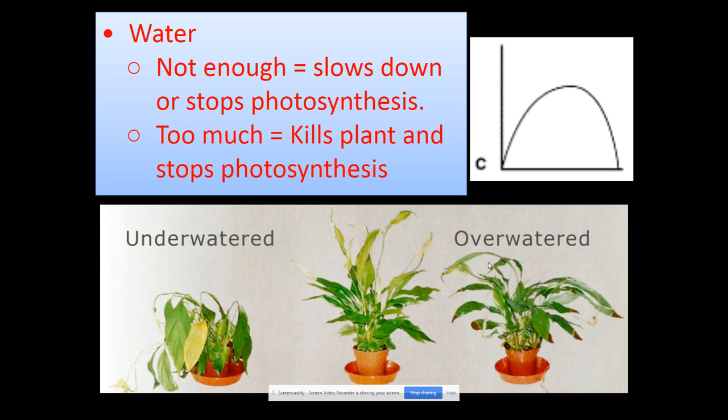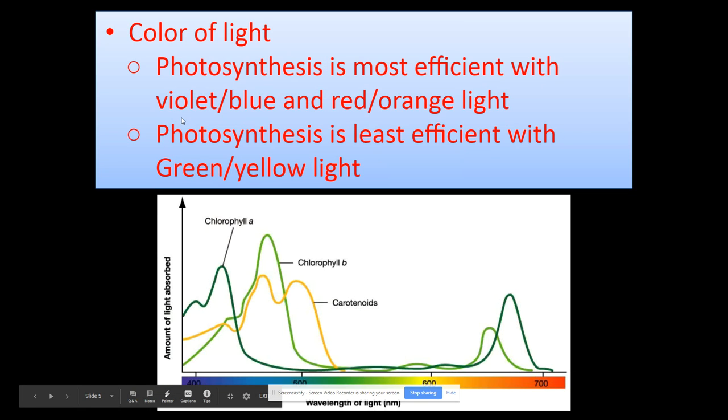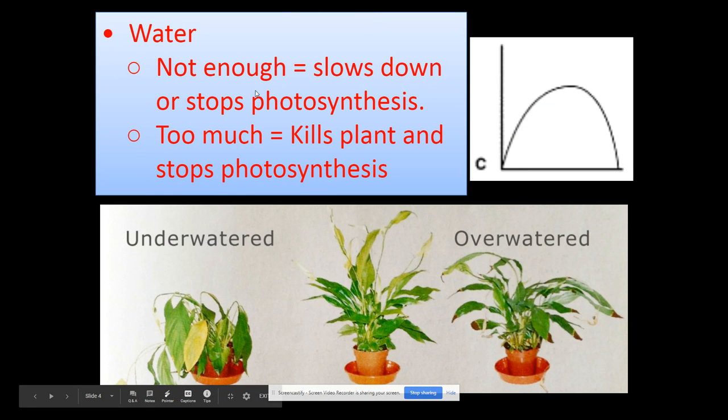Another factor that affects the efficiency of photosynthesis is water. As you all know, you need to water plants in order for them to survive and grow healthily. And part of that is because water is one of the important reactants for the process of photosynthesis. If there's not enough water, the process of photosynthesis is going to slow down or stop entirely.